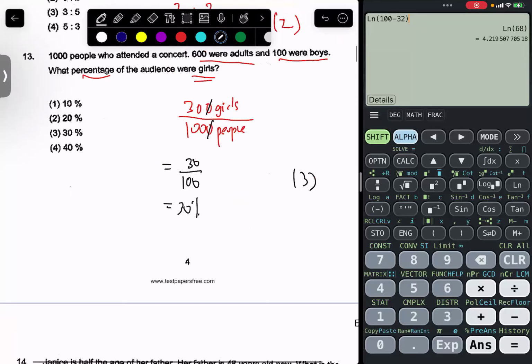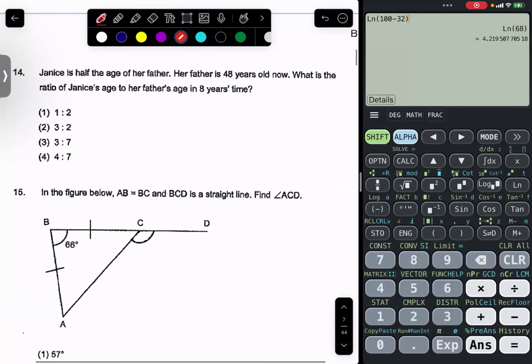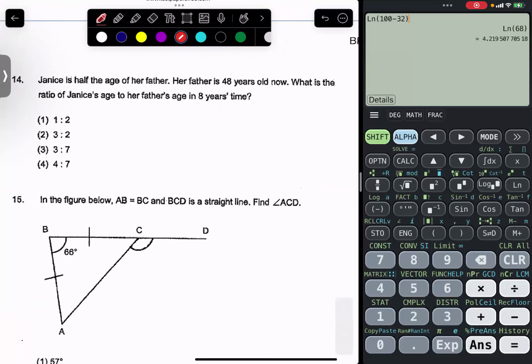Option number 3. Question 14. Janice is half the age of her father. Her father is 48 years old now. What is the ratio of Janice's age to her father's age in 8 years' time? Janice is half the father's age, meaning Janice is 24, the father is 48. But in 8 years' time, Janice will be 32, the father will be 56. Now 32 and 56 are multiples of 8, which will reduce to 4 to 7.